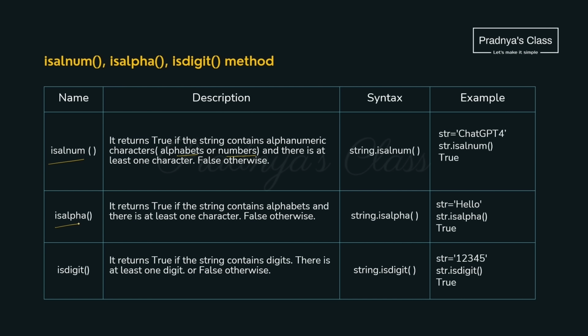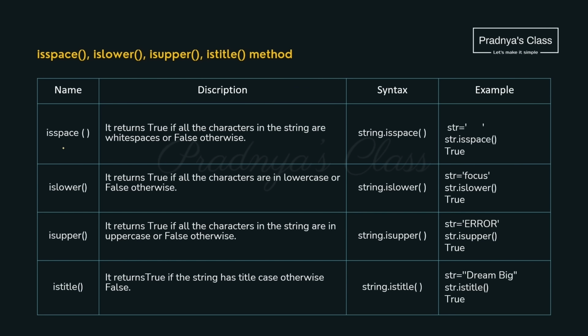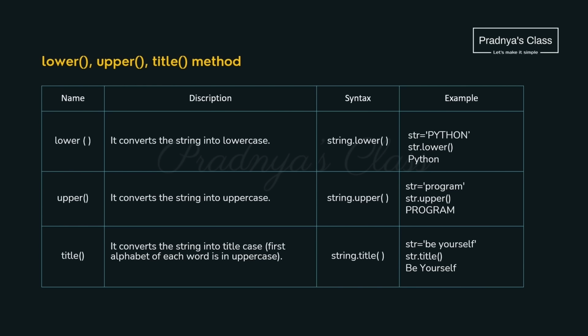In the same way, we have isalpha. It will check only alphabets. Isdigit will check digits. In a similar fashion, isspace will check for space. Islower will check for lowercase letters. Isupper will check for uppercase letters. There is one more method called istitle. It will check whether the string is in title case or not. What is the meaning of title case? The first character of each word will be capital. So with that, the is category of methods is over.